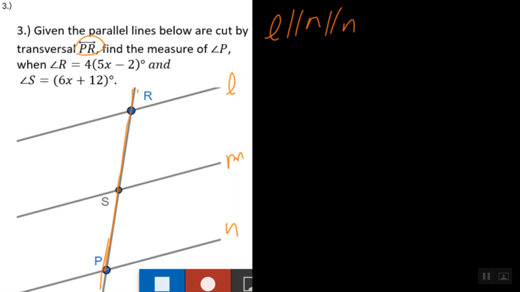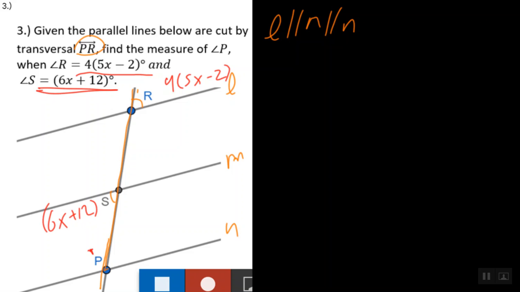Now sometimes in geometry, we actually only use a single letter or a single number to label specific angles. So for example, this, we'll just call it angle R. This can be angle S. And I'm not going to put an arc for P because I don't want to give too much away just yet. But it says find the measure of angle P when given angle R is 4 parentheses 5x minus 2. And guys, if you are not drawing these shapes on your own paper and labeling them, you are going to put yourself at a unique disadvantage.